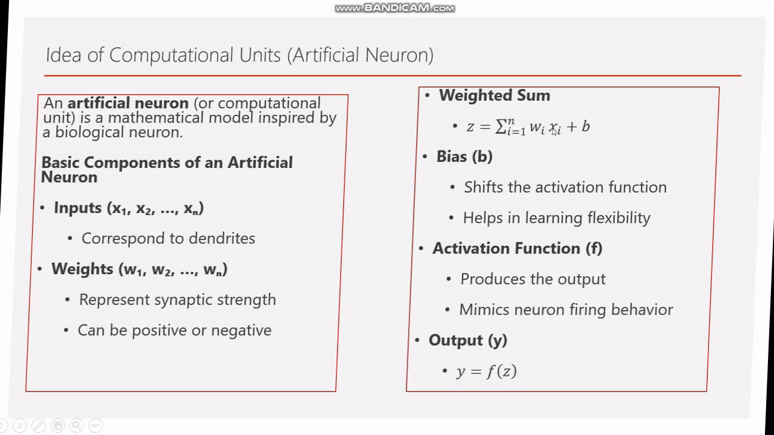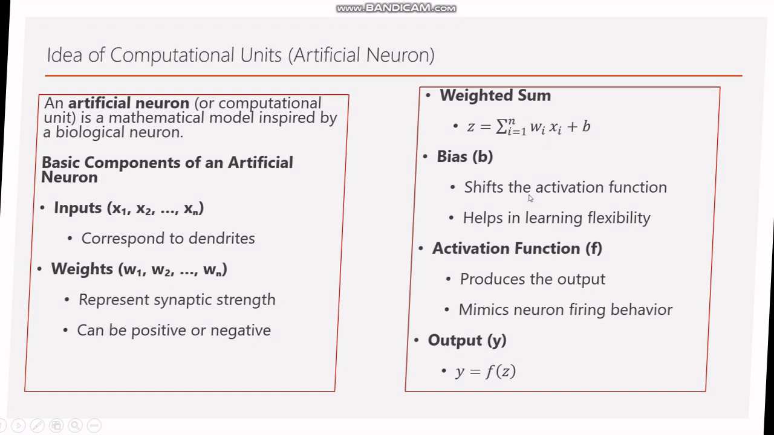Now we know what wi is: it is the weight. xi is the input. And what is b? b is the bias. Why do we need the bias? Basically, if we don't give the bias, it will act as a linear function, and most of the problems we get in real life are not linear, they are non-linear. To add some non-linearity, we go for the bias. It helps to shift the activation function, and it also helps in learning flexibility. That is, it helps to understand more complex problems. So we have the bias mainly to improve the learning capacity.